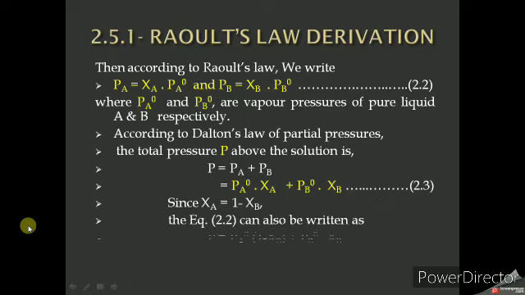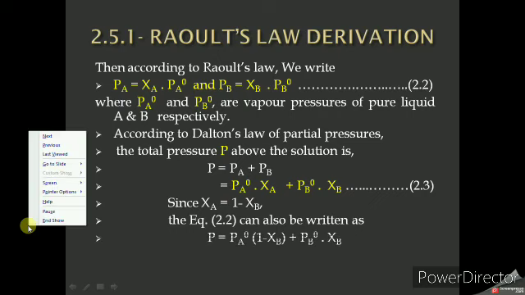Then the above equation 2.2 can also be written by substituting the value of XA from equation 2.3. Here we substitute XA is equal to 1 minus XB. So what we get? PA0 as it is, XA is equal to 1 minus XB, and plus PB0 into XB remains as it is.